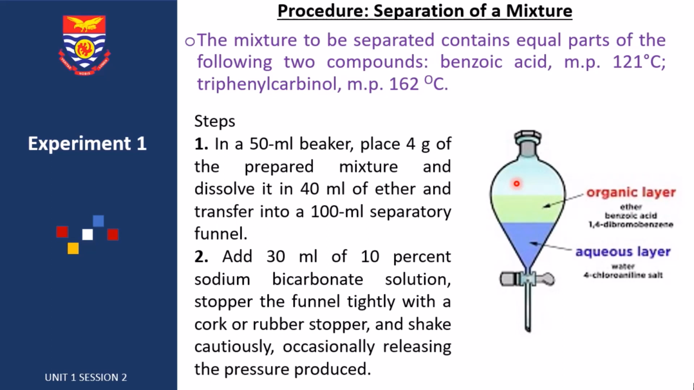while periodically venting the separatory funnel to allow the build-up pressure to be released. Now, when you add a solution of sodium bicarbonate to your organic solvent, which is in this case the ether, you are going to have two layers being formed. Your benzoic acid will be in the aqueous layer, whereas your triphenylcarbinol will be in the organic layer. The ether will be at the top, whilst the aqueous layer will be at the bottom.